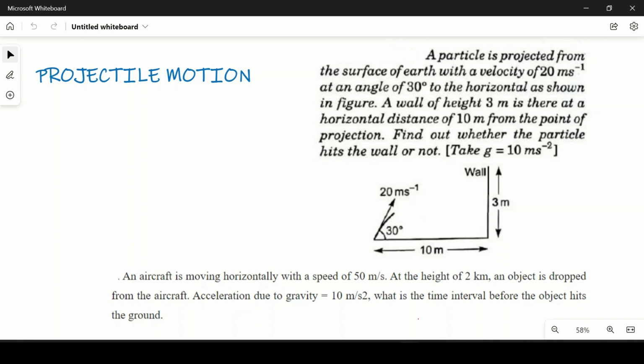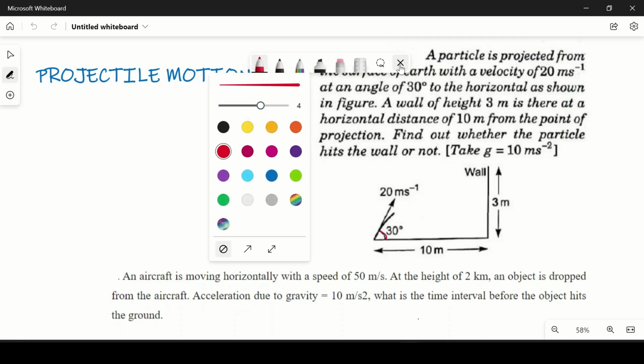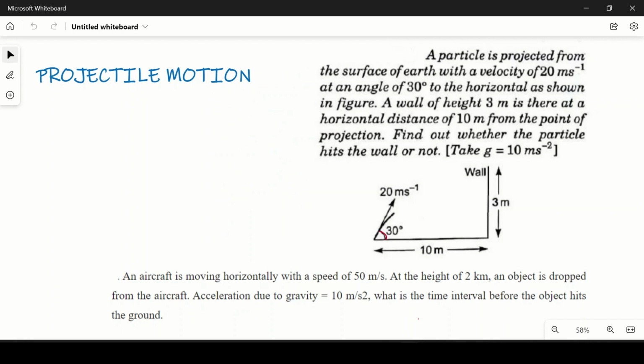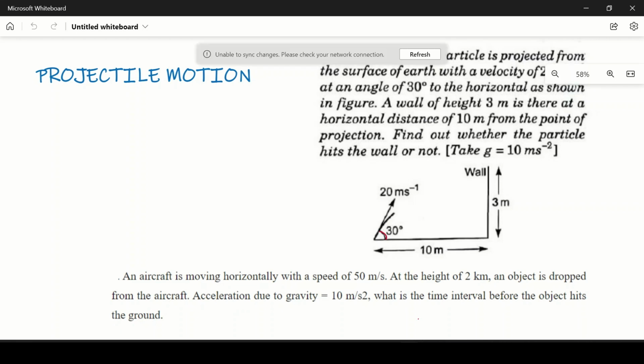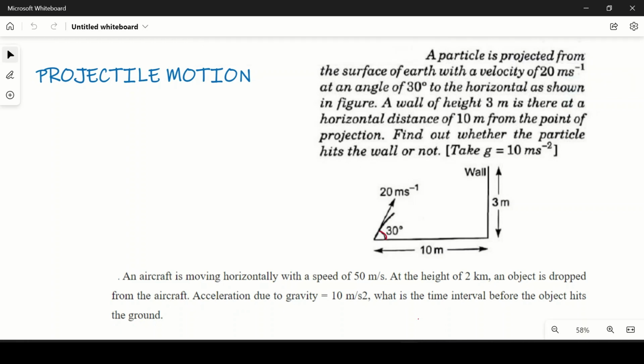So let's see the first problem. A particle is projected from the surface of the earth with a velocity of 20 meter per second at an angle of 30 degree. So it is given this is angle 30 degree and initial velocity is 20 meter per second. This angle is from horizontal as shown in figure. A wall of height 3 meter is given here at a distance of 10 meter from the point of projection. Find out whether the particle hits the wall or not.